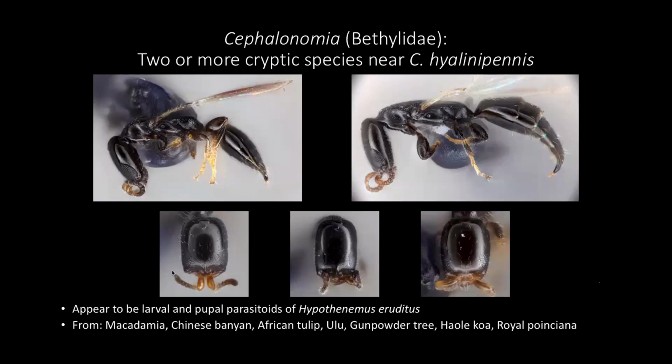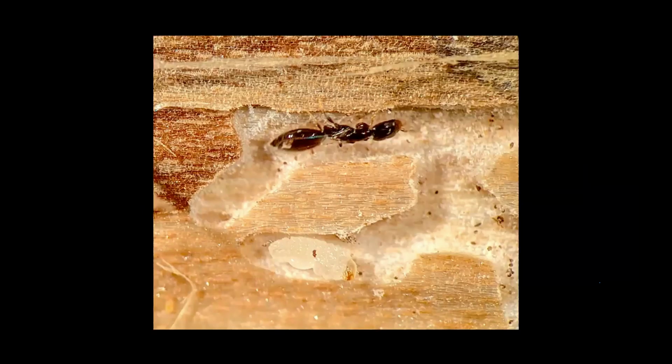These are Cephalonomia species. It turns out there are at least 2 cryptic species close to Cephalonomia hyalinopenis here. They seem to do something similar, like Prorops, which parasitizes Hypothenemus eruditus, but these go after the larvae and pupae. Here's a wasp in a bark beetle tunnel, and you can see the bark beetle larva here with the small parasitoid larva at the bottom.